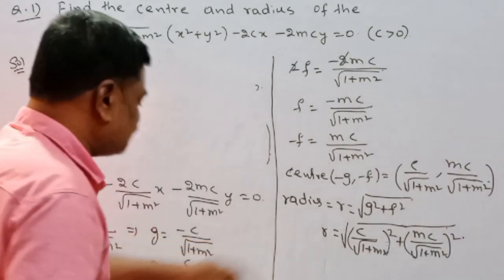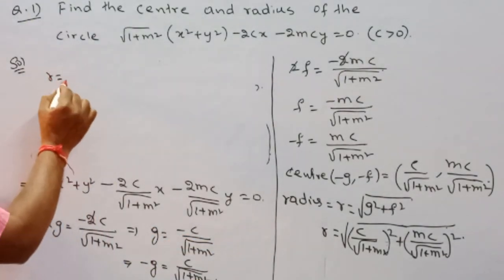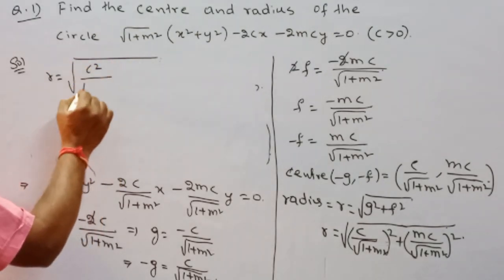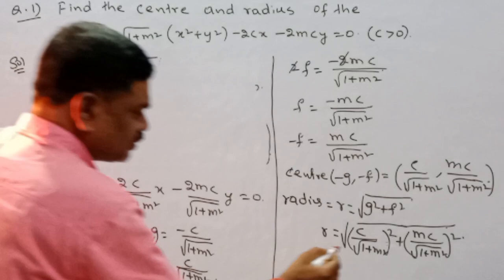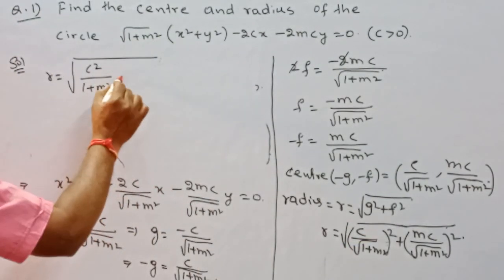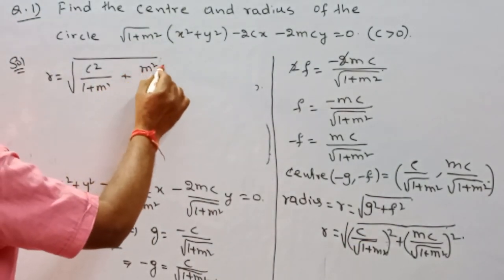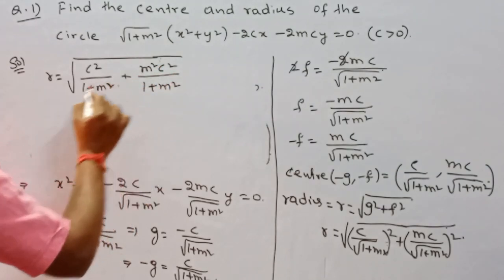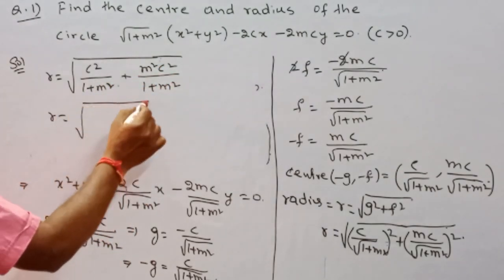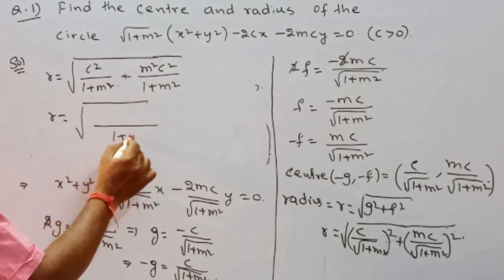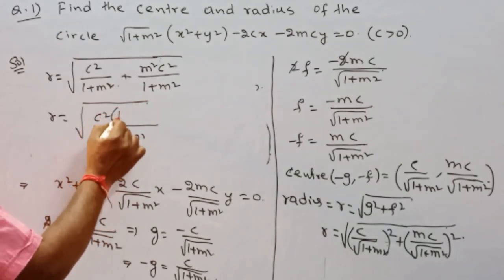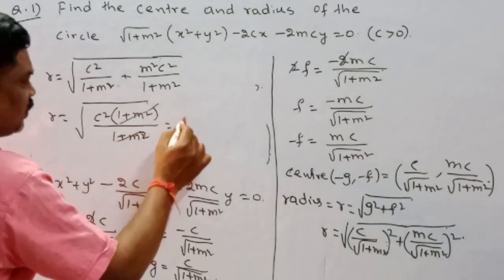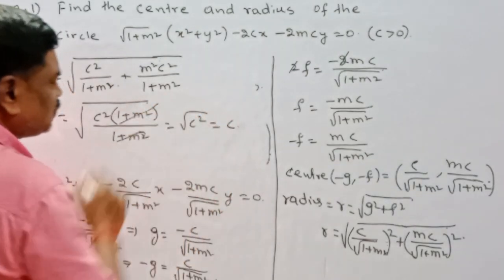Here r is equal to root over c square by 1 plus m square, plus m square c square by 1 plus m square. Okay, r is equal to root over, you take common c square, 1 plus m square, this one cancels, equal to root c square, which is equal to c.